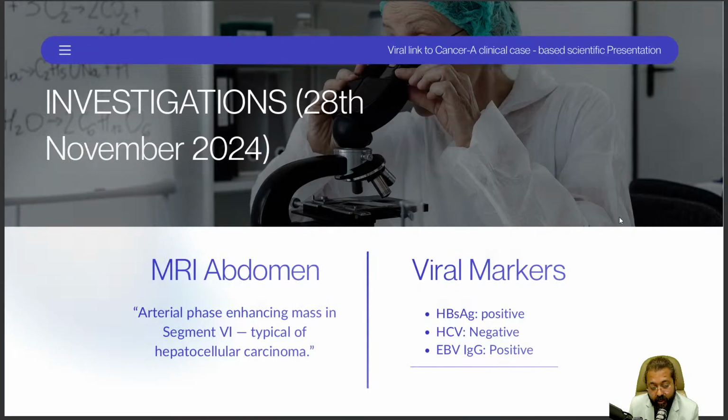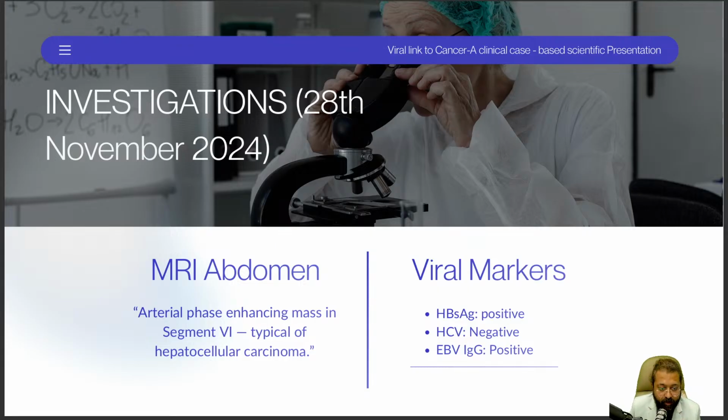After all that, we asked him to go for an MR. Then we got to know he has a segment 6 lesion, typical of hepatocellular carcinoma. As we know, he told us that in 2008 he suffered with HBsAg, so we needed to check it again. So we checked HBsAg, HCV and EBV IgG. Here HBsAg was positive and EBV IgG was positive.